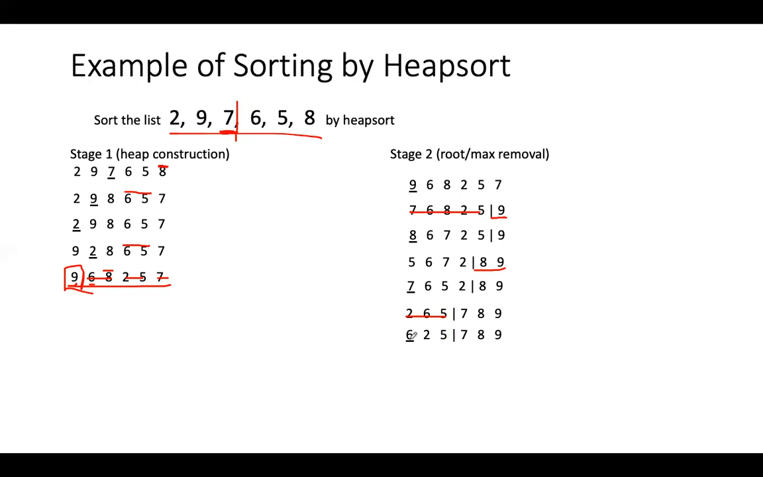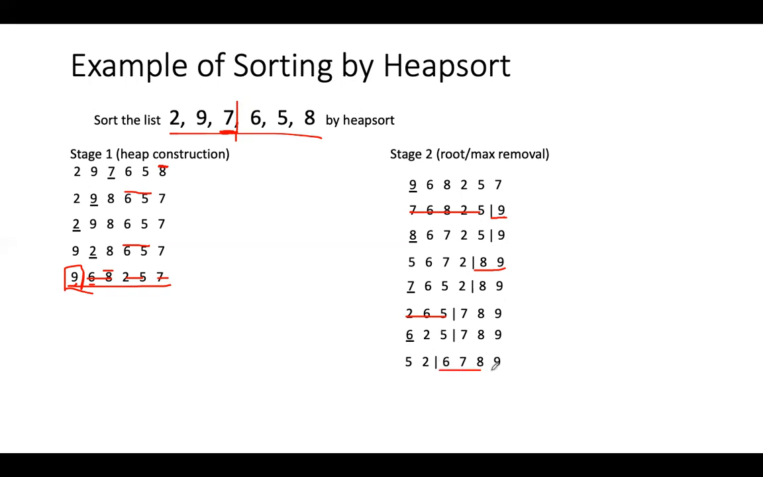Now the heap is satisfied. So in this new heap, replace the root node with the rightmost leaf element. That is, 6 and 5 we will swap. So we will remove 6 from this heap. Okay, we have removed 6 from this heap.